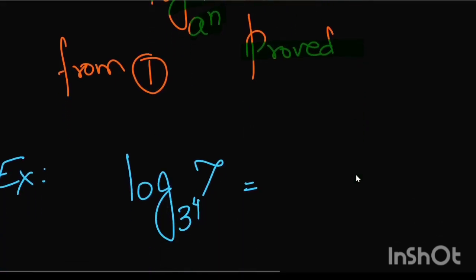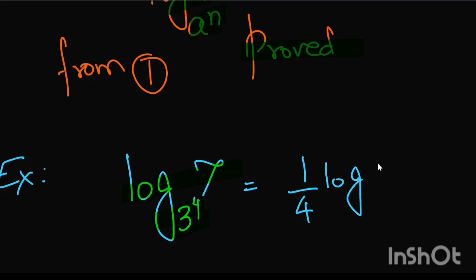Now let's see this. Let's simplify this example, which is log 7 base 3 to the power 4. So we can write 1 by 4. 4 will come in the denominator. So what would be left here? Log 7, and base would be 3.